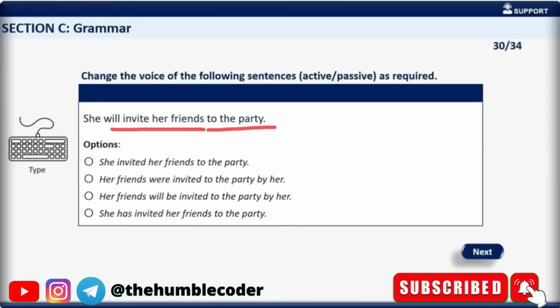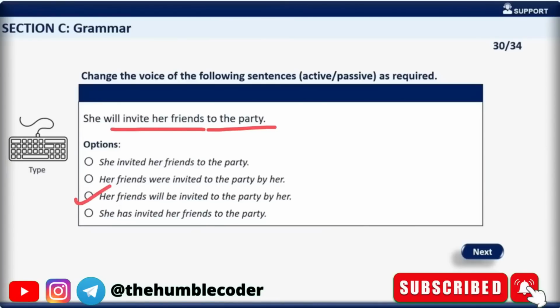Now guys, before we look at the answer to this question, I want all of you to pause the video for a moment and think of the answer before directly jumping onto the solution. This will help you practice in a better way. Okay, now let's see the answer for this question. The answer is going to be: her friends will be invited to the party by her.